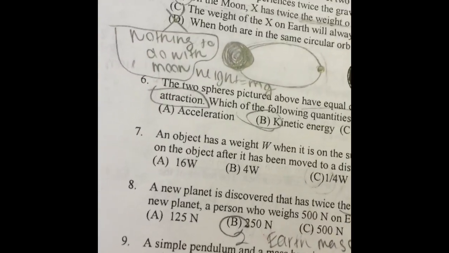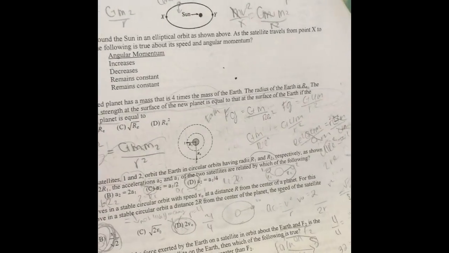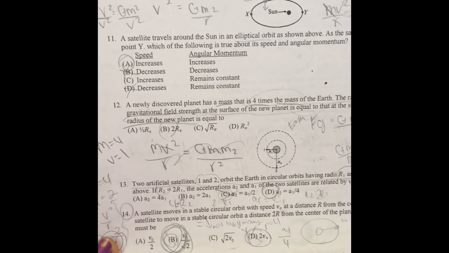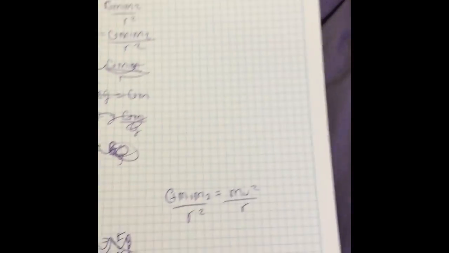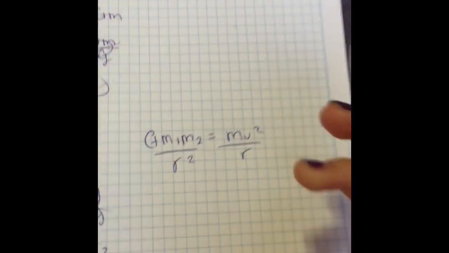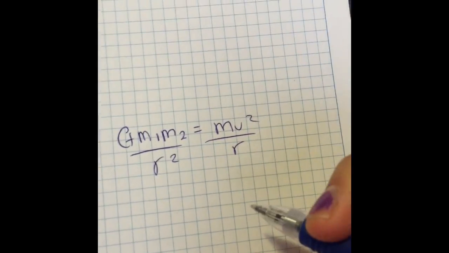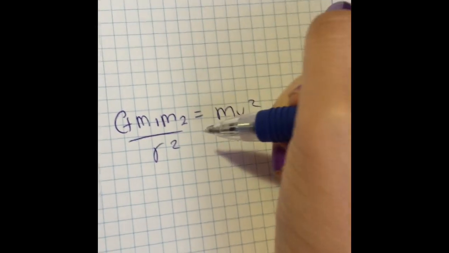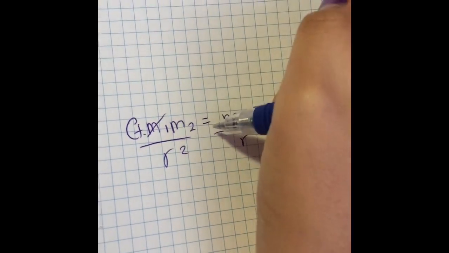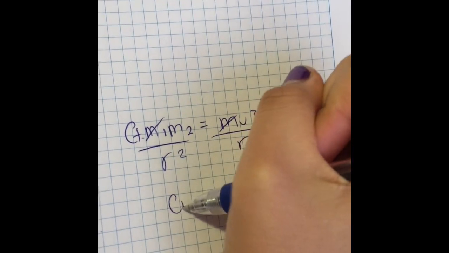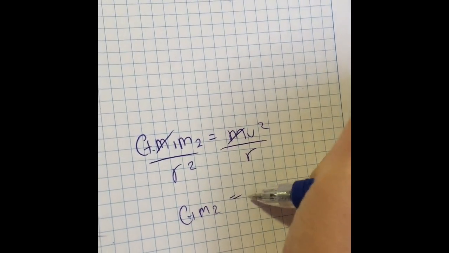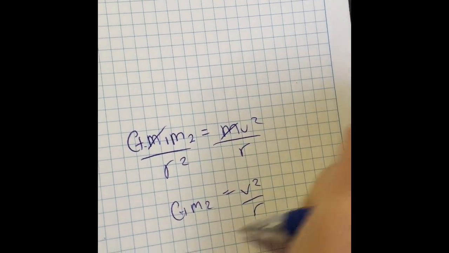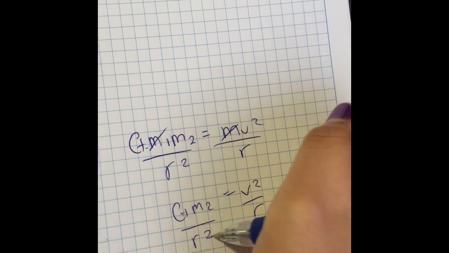And the pendulum would stay the same because it has the same diameter. For number 10, it asks, what's the radius of the satellite's orbit? So we know that gravity is the centripetal force, and then we could use that to find r. So we know that the mass cancels out, and you have GM over r squared equals v squared divided by r.